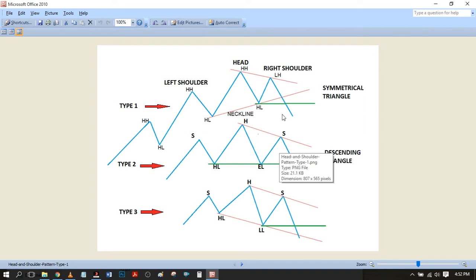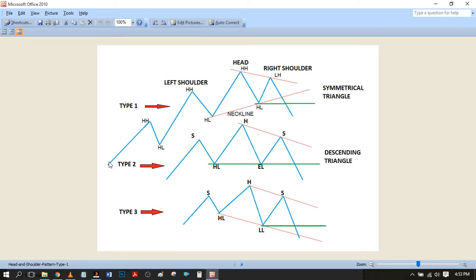So quickly looking at the illustration in front of us here, the first type of chart we have here is the symmetrical triangle. Symmetrical in the sense that this is how the chart is usually going to look.